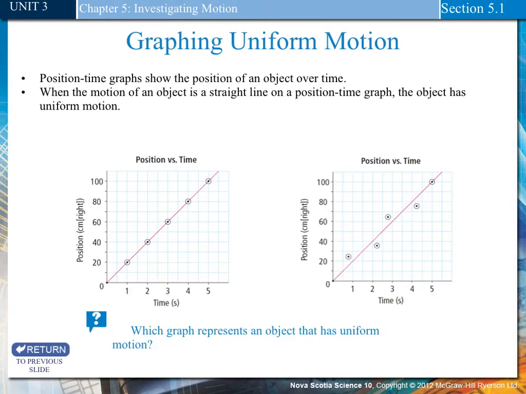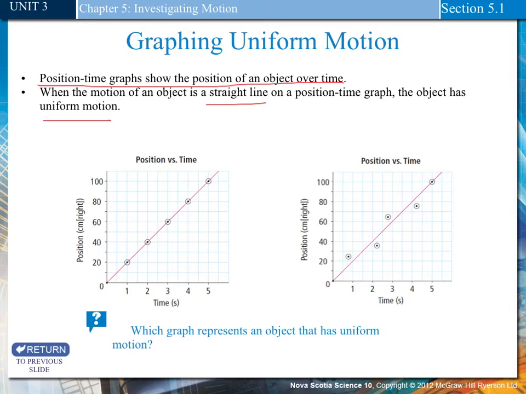Graphing uniform motion. Position time graphs show the position of an object over time. When motion of an object is a straight line on the position time graph, we have uniform motion.